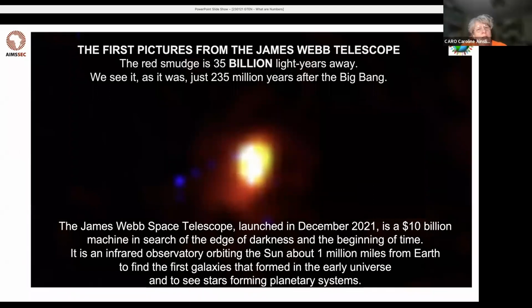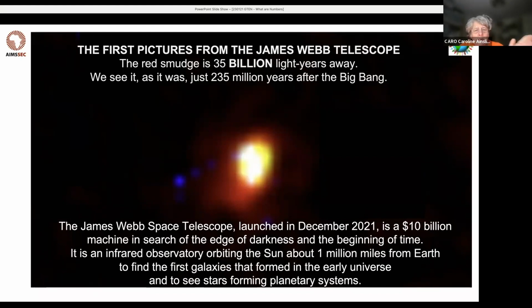So this is an image that has come from space. We're talking about an application for using quaternions, working out where and when the objects that we see in space happen. This is taken by the James Webb Telescope. It was launched at the end of 2021, and it went into operation in July 2022. So it transmitted its first image in July 2022. And what you're seeing there is a red smudge. It's 35 billion light years away.